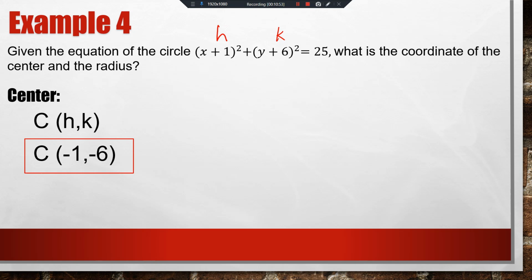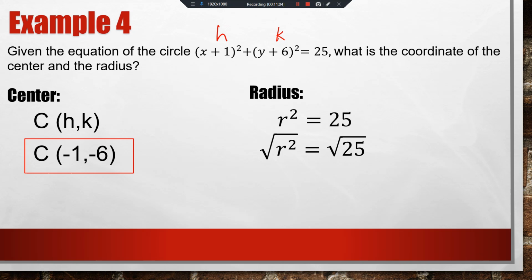For the radius, take note that it is in r squared form. So what you're going to do is simply get its square root. So therefore, your r now will be 5 because that is the square root of 25.